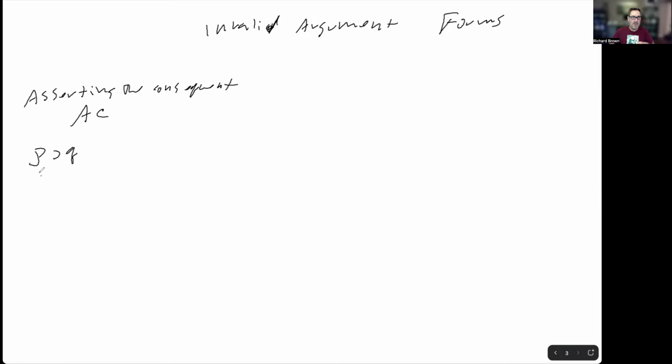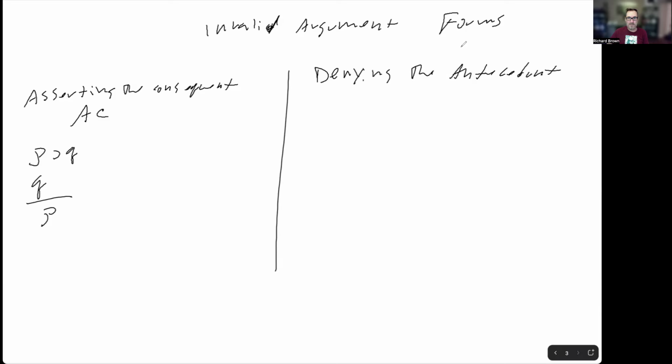If you have P horseshoe Q, and then someone says Q, and then they derive from that P, it's like a version of modus ponens. This is invalid. And the other one that we look at is called denying the antecedent. These are named for what the second premise does. So if you have P horseshoe Q, and then you deny the antecedent, well, P is false, and then conclude that Q is false, these are both invalid. It's not too hard to see that they're invalid. A truth table would show that they're invalid, obviously, but a simple counterexample would do it too.